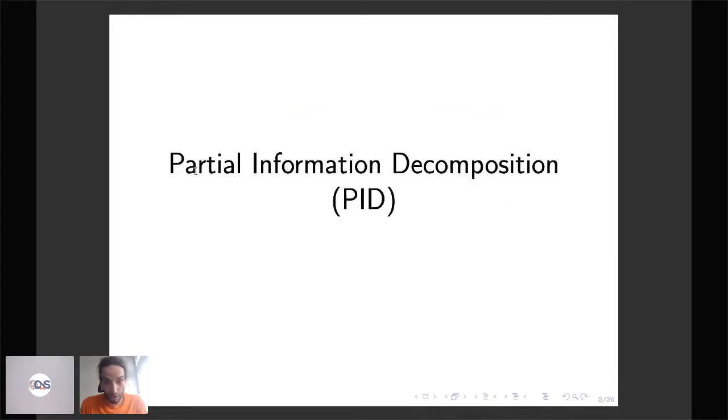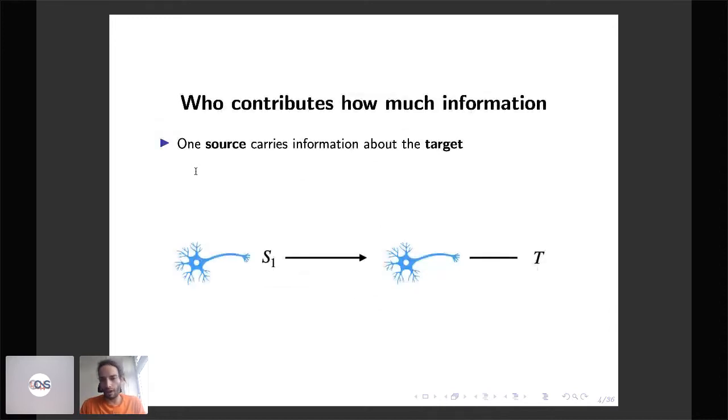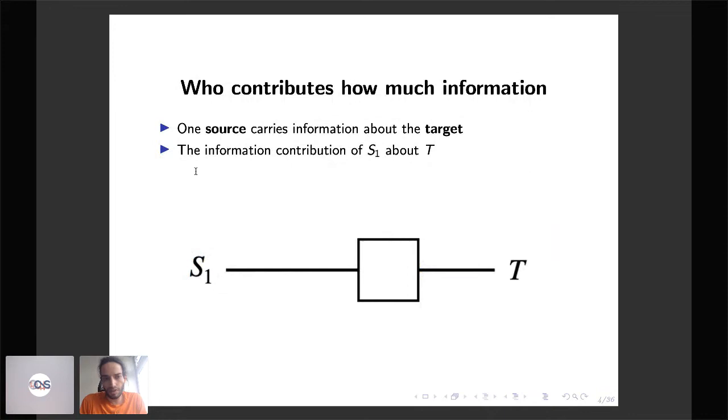So let's start with partial information decomposition. Let's say that we have one source carrying information about the target. You can think about this as one neuron firing towards another neuron. You can think that you have a neural response and one stimulus. And basically, if you want to compute the information contribution of source one, or of the neural activity, about the stimulus, you basically compute the mutual information between the source and the target.